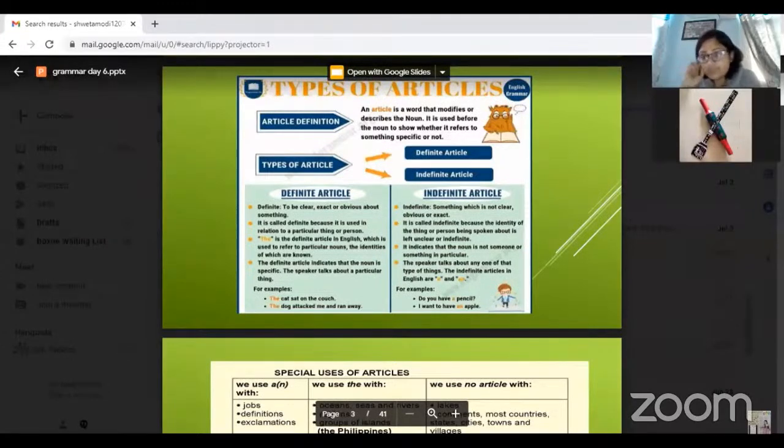Whenever you ask for something for the first time, like "Do you have a pencil?", that means in general, you are not pointing to any one particular pencil. You want just any pencil. "I want to have an apple." So indefinite means something which is not clear or exact. Just like "there was a tiger," then "the tiger was hungry." The first time it is "a tiger," and the second time it becomes "the tiger," because now you know which tiger.